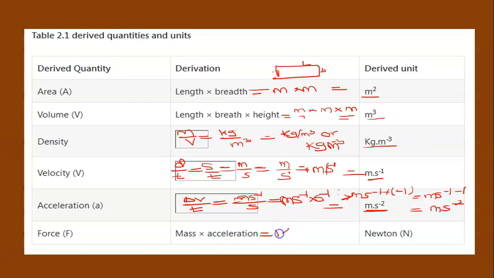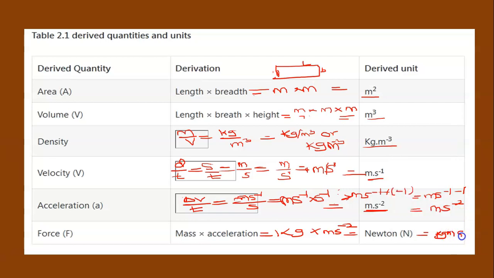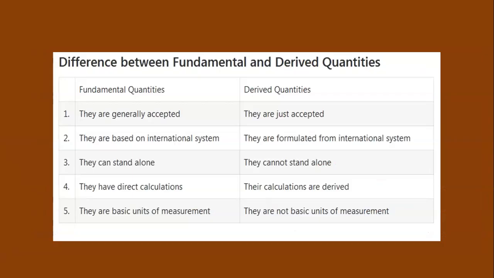For force, we have kilogram mass times acceleration, which is m s minus 2. This is the Newton, or you can write it as kilogram meter per second square. Alright, so that's a brief derivation of our derived quantities and units.